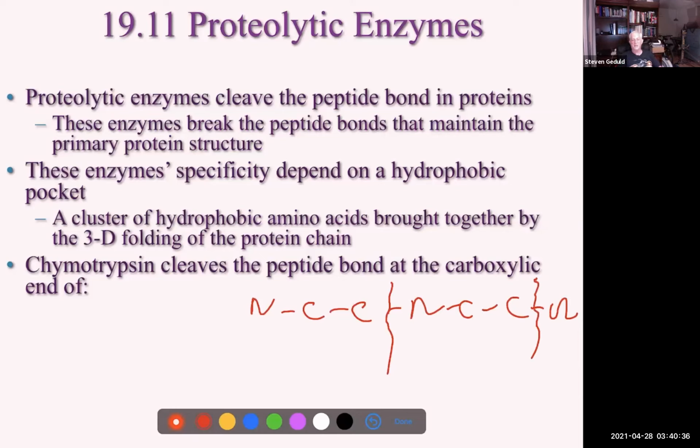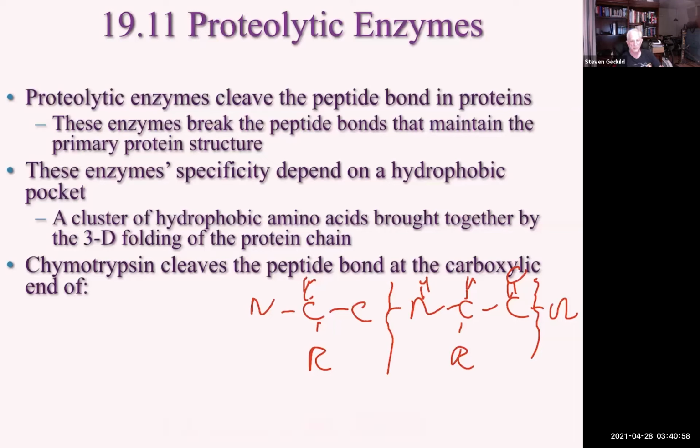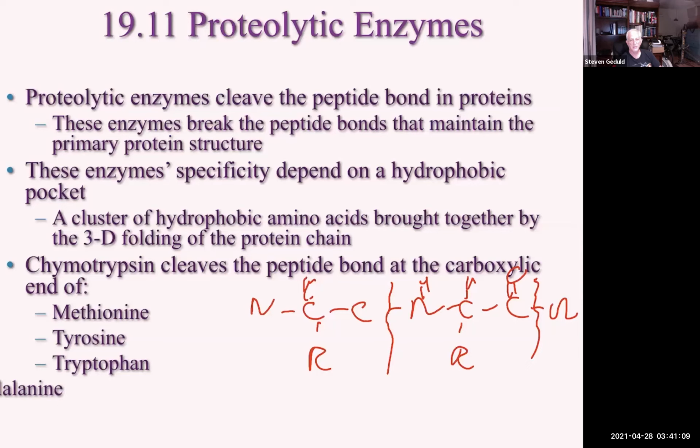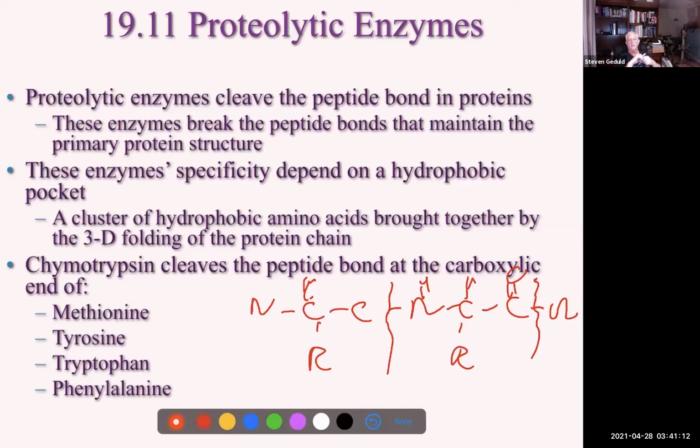Remember, all amino acids have that same structure. This is your hydrogen, this is your R group, this is your carbonyl, and this is your nitrogen. So it's the same bond that we have. Chymotrypsin always cleaves at the peptide bond at the carboxylic end of it. Methionine, tyrosine, tryptophan, and phenylalanine. Those are clusters of hydrophobic amino acids.